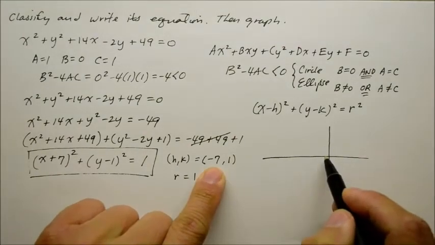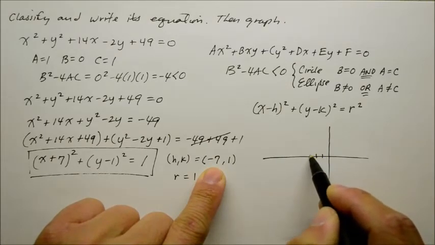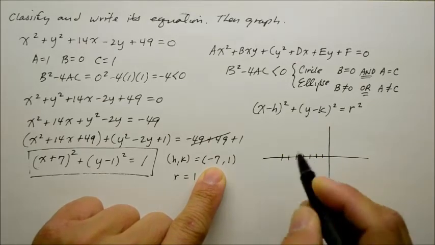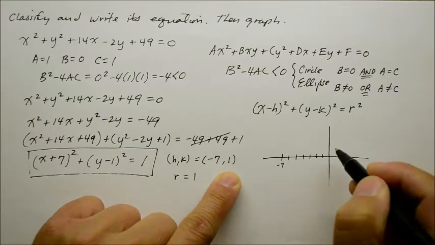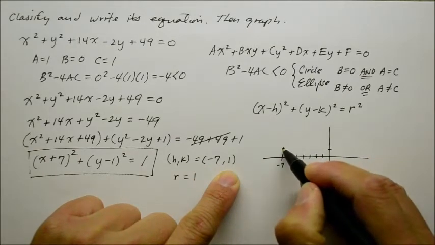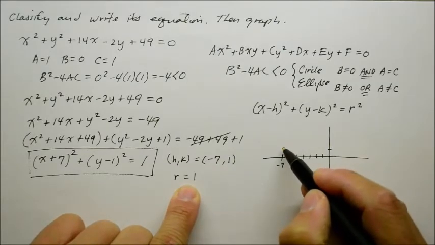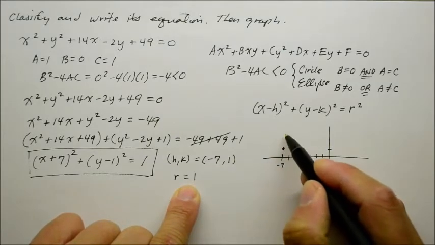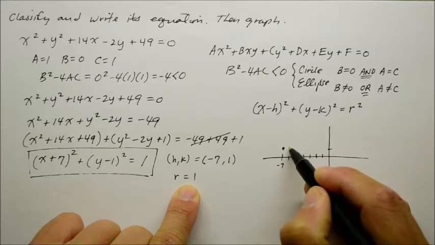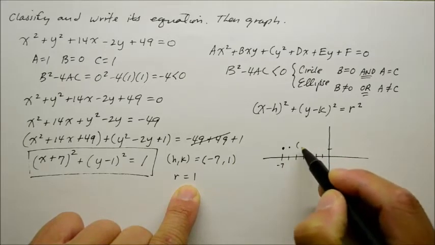So we have on the x: 1, 2, 3, 4, 5, 6, 7, negative. And y is 1. Boom. And from there, the radius is 1 in all directions to each of the points on the circumference. So 1 here, and I guess the coordinate for that will be negative 6 and 1.